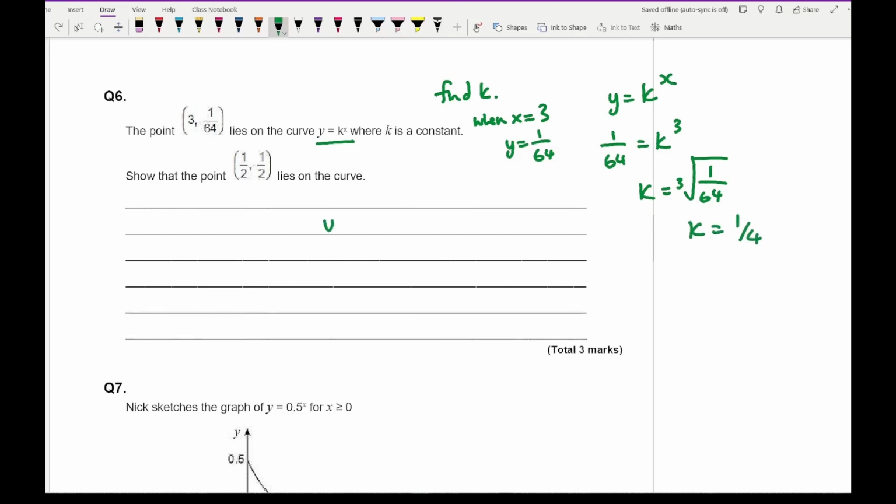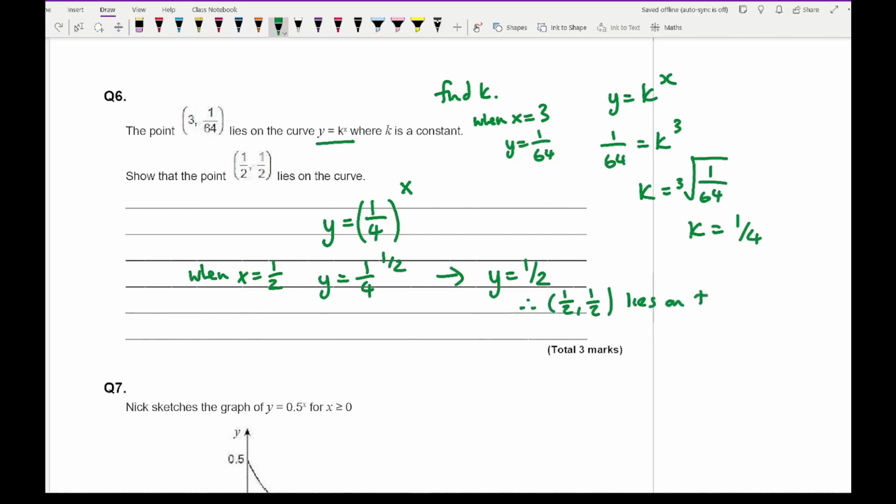So the formula of the curve is going to be y equals 1/4 to the power of x. So then what I need to do is substitute. When x equals a half, I get y equals a quarter to the power of a half, and type that into my calculator. y equals a half, so therefore the point (1/2, 1/2) lies on the curve.